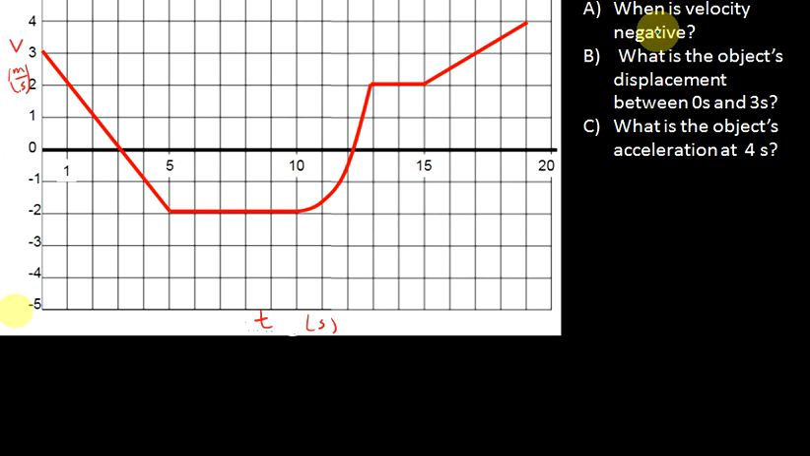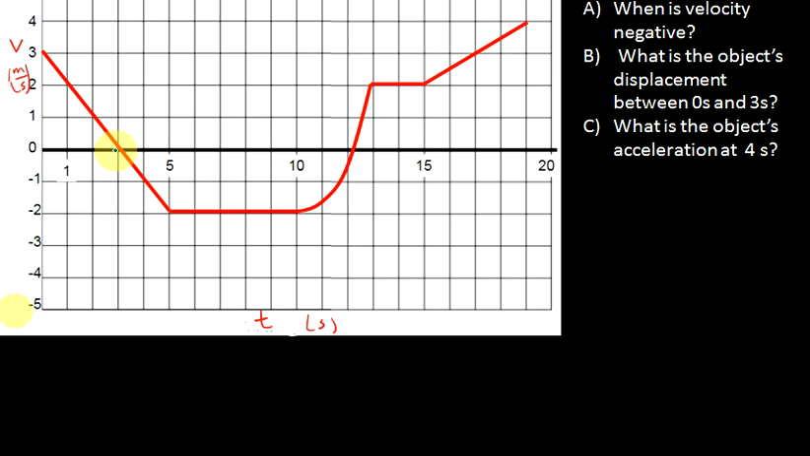The first one is asking, when is the velocity negative? So this is obviously some object that's moving. It's asking, when does this object have a negative velocity? All right, it's a velocity graph. That's what's on the y-axis. So in this case, when the velocity is negative, it's just going to be when the graph has a y value that's negative. When is that taking place?